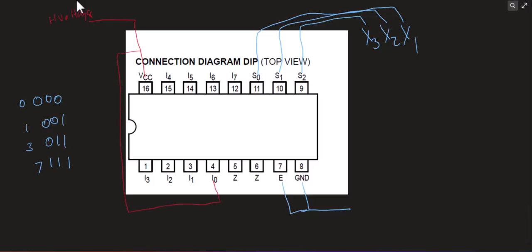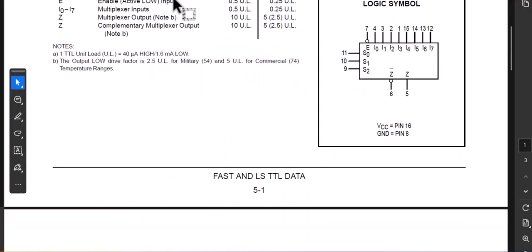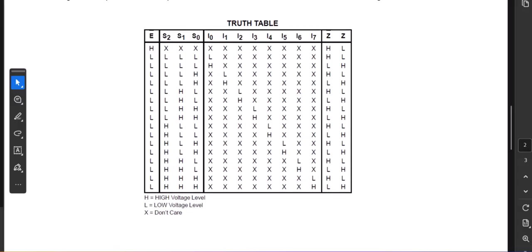So 0, 1, 3, and 7 will be high, and all the others will be low. Hopefully those numbers match up with the data sheet, let me make sure. I0 goes with 000, I1 goes with 001, I2 goes with 010. Yes, good. Okay, they do.